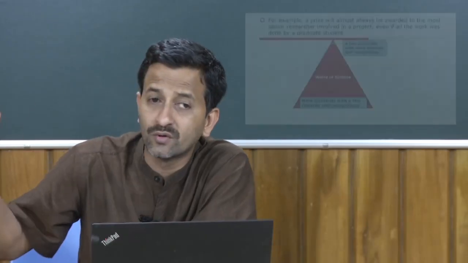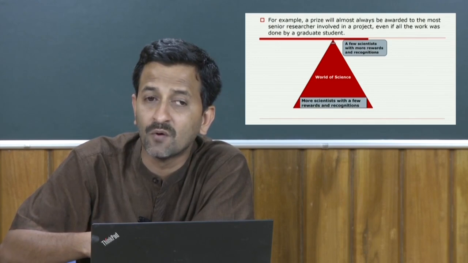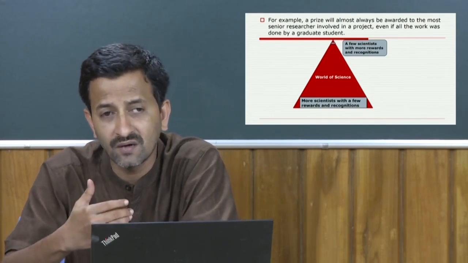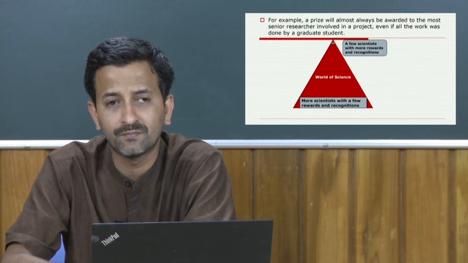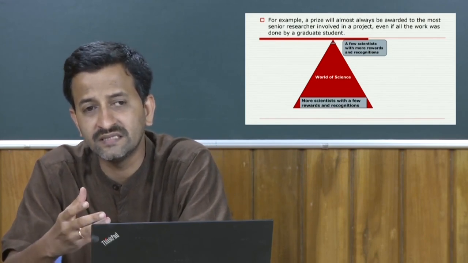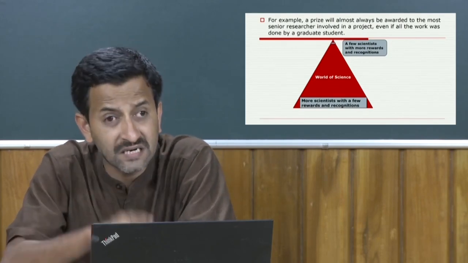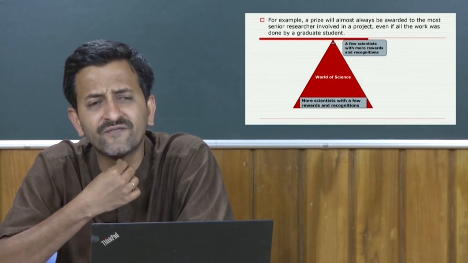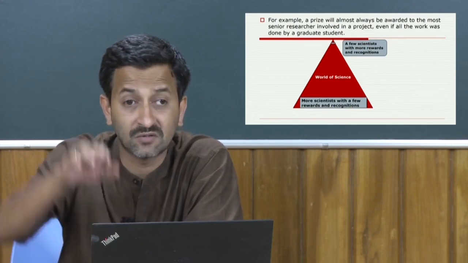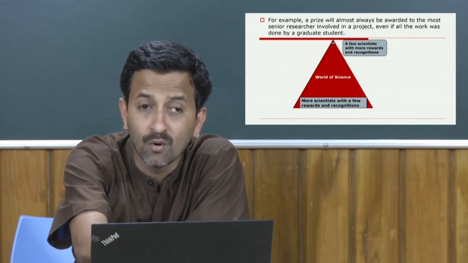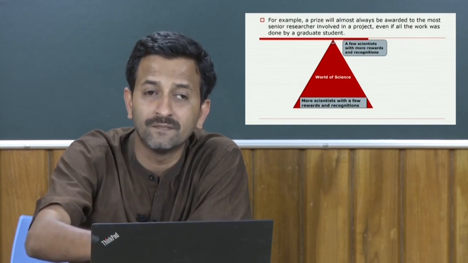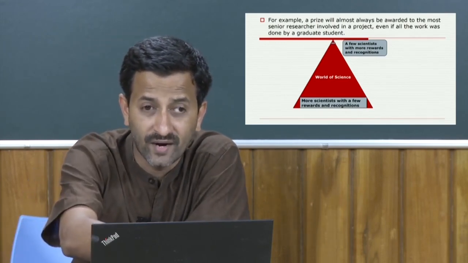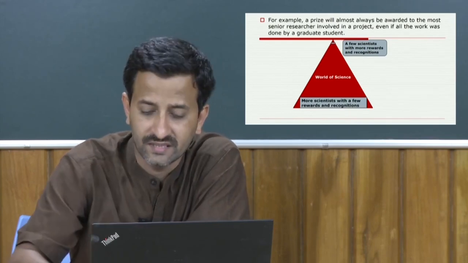This is how we try to look at the world of science, the ways in which it has been structured. You will find the world of science has an internal structure that is externally conditioned, where you will find more scientists with a few rewards and recognitions at the bottom level, and a very few scientists with more rewards and recognitions at the top level. At the bottom you will find many scientists with little recognition, but at the top you will find a very few scientists with more rewards and recognitions.